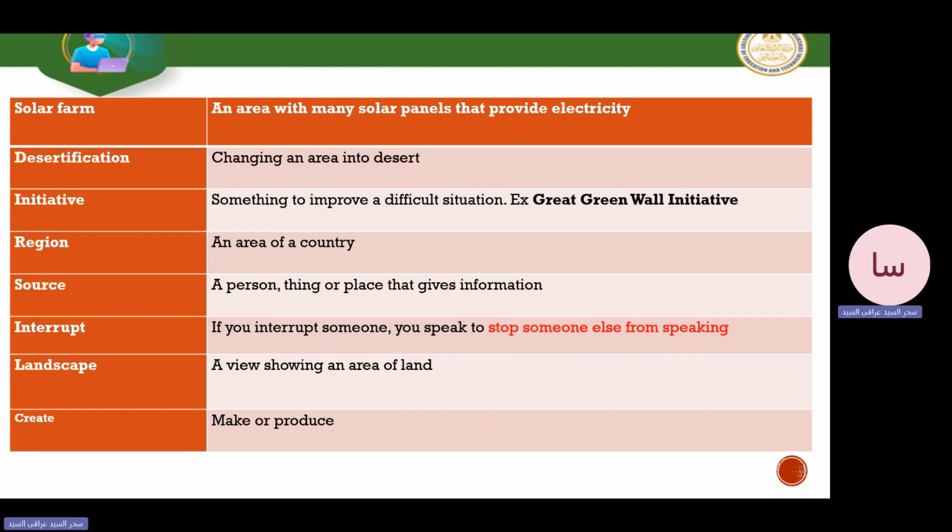Region is an area of a country. Source: it may be a person, a thing, or a place that gives you information. Interrupt. If you interrupt someone, you speak to stop someone else from speaking. That's an attempt to stop someone from speaking. Landscape, a view showing an area of land. Create means to make or produce something.